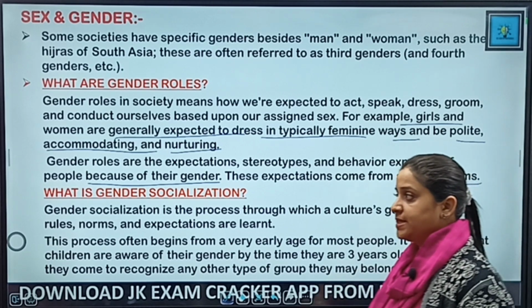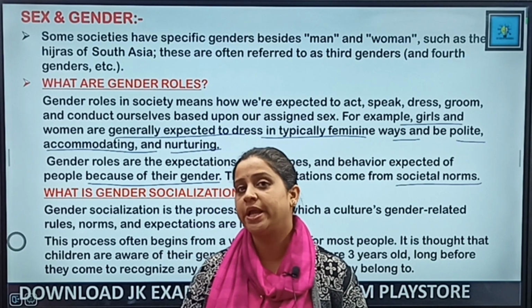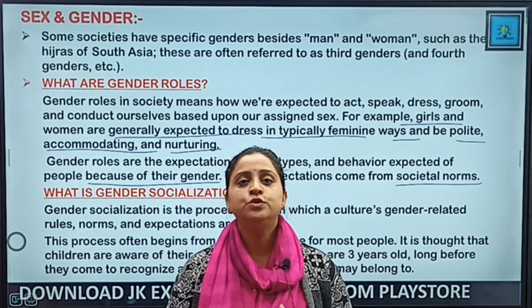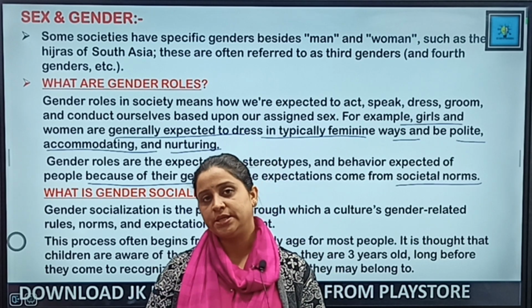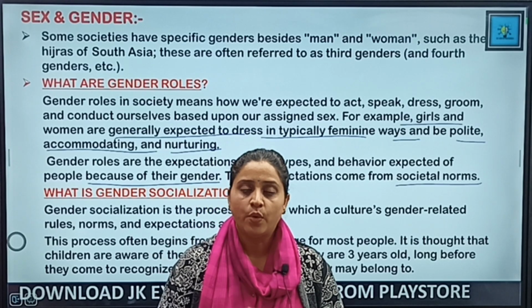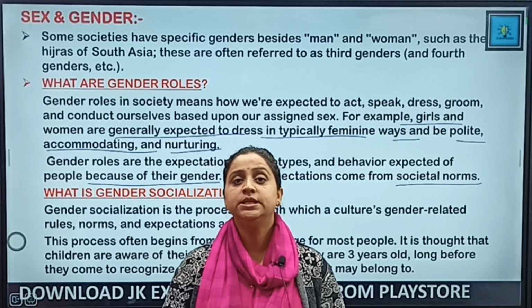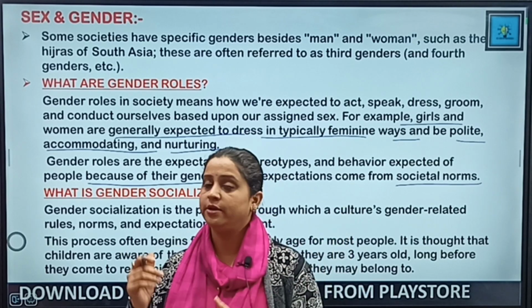Now what is gender socialization? Socialization is a process by which the members of society are taught to act in a proper way according to the norms of the society. What is gender socialization now? That is how members of society are taught to act in a proper way based on their gender.